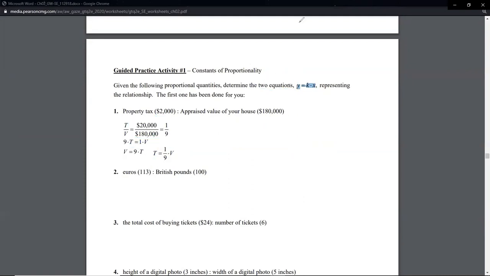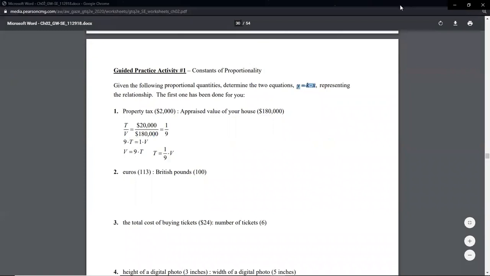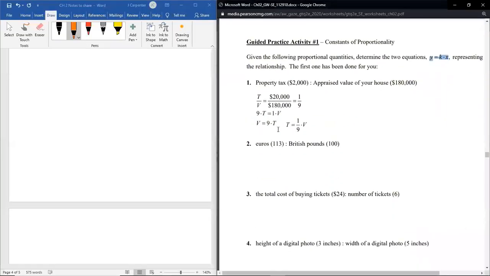All right, so let's come off of annotate, put this back where it was. Okay, so number 2.